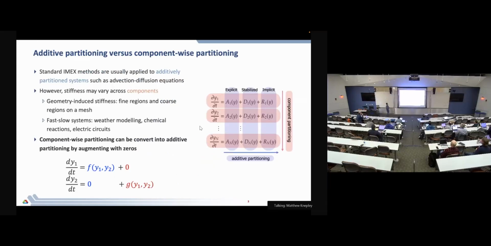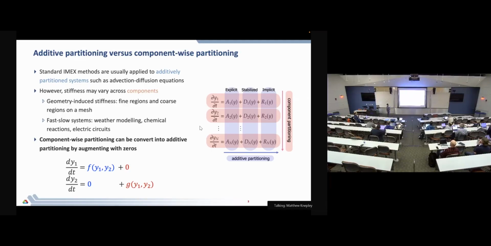The textbook IMEX methods are usually designed to solve additively partitioned systems, such as advection-diffusion equations, where we can treat the advection part explicitly and the diffusion part implicitly. However, in practice, stiffness may be spread across components. When I say components, that means y1, y2 to yn, as shown in the picture. So you're partitioning the system along the vertical direction.